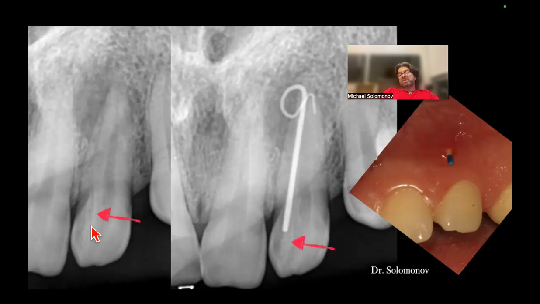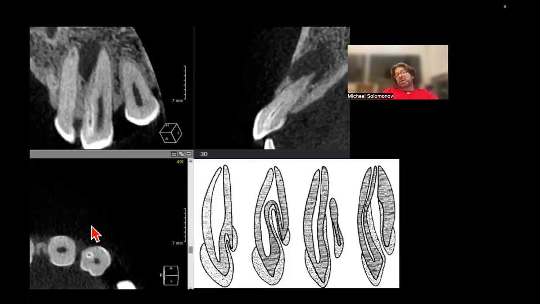Okay, maybe now after that you see without tracing, you can see it with tracing, but it's difficult with gutta-percha inside of the sinus tract. What we can see and what we can understand from CBCT.